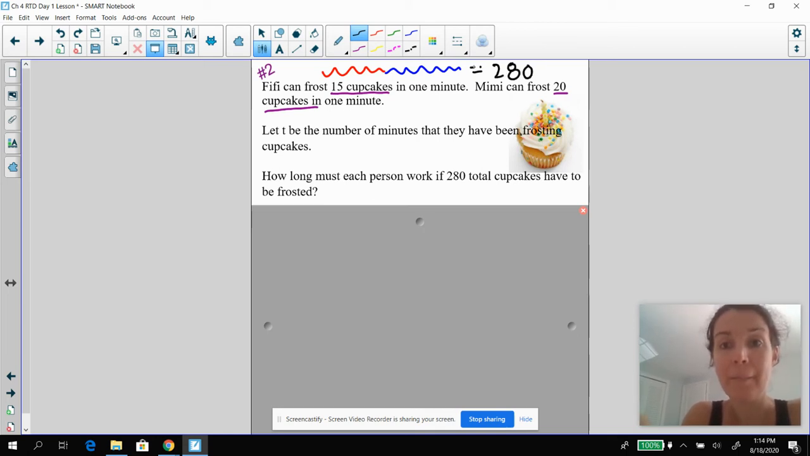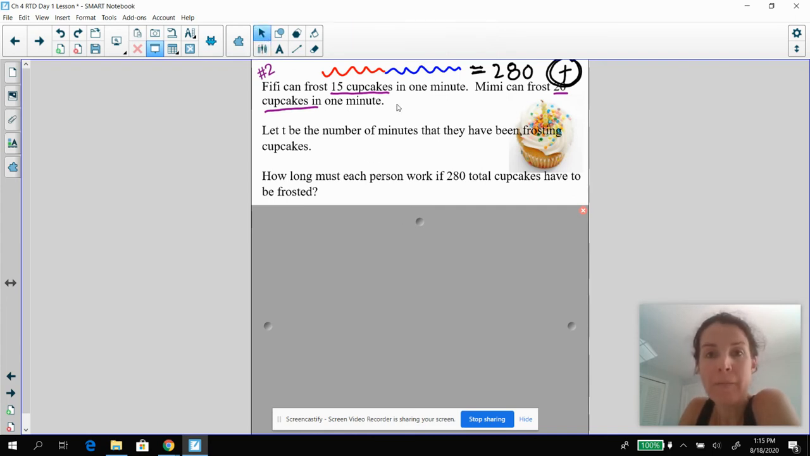280 cupcakes. So what you do for a work done problem is you add the distances. So we are going to add our distances together. This is the second type of problem, a work done problem, and we're going to add our distances together. I want you to pause the video, and all I want you to do is make the RTD chart. Go!